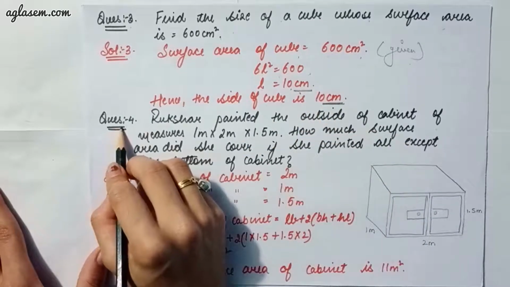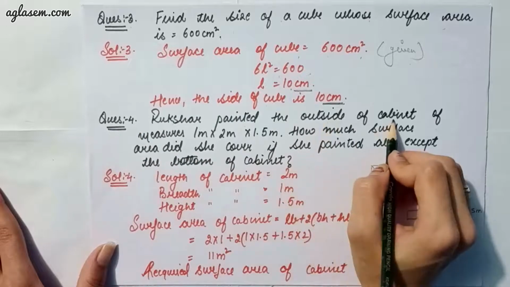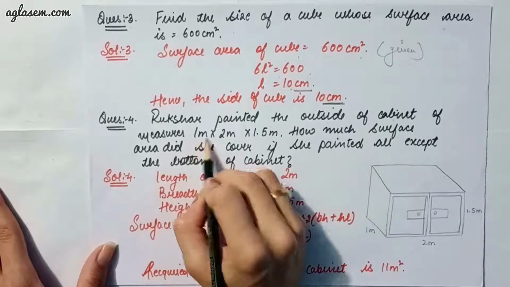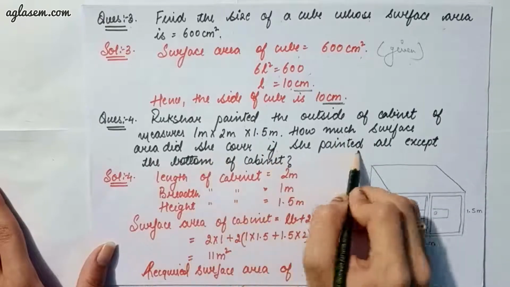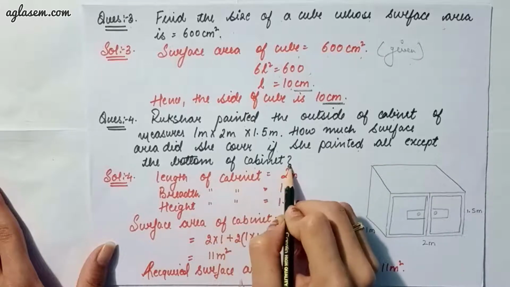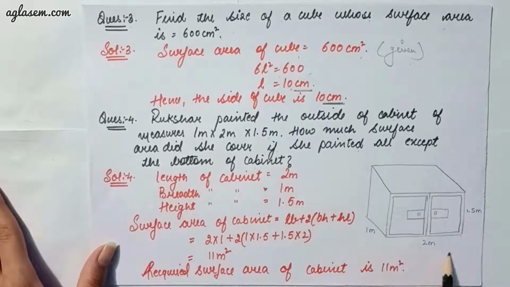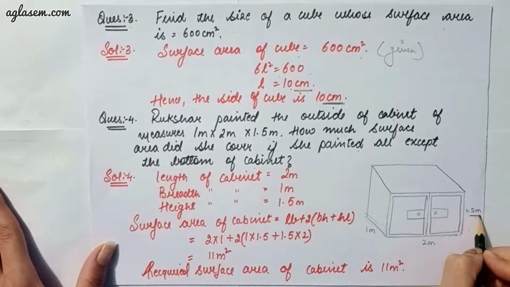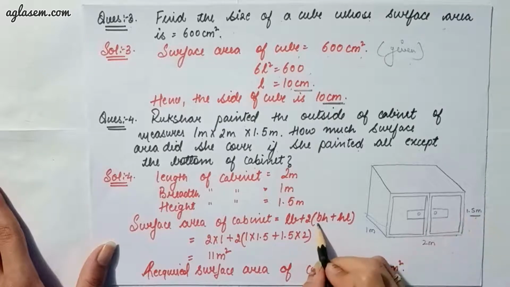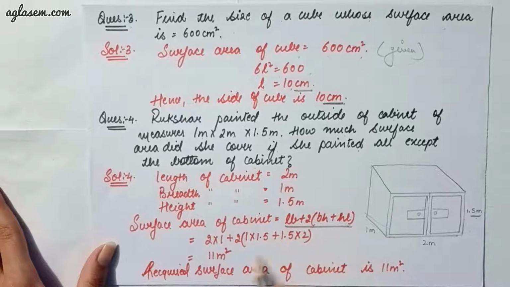Moving to our fourth question, which says Ruksha painted the outside of a cabinet measuring 1 meter, 2 meter into 1.5 meter. How much surface area did she cover if she painted all except the bottom of the cabinet? Here it is given 1 meter, 2 meter and 1.5 meter. First of all, we take length, that is 2 meter, breadth, that is 1 meter, and height, that is 1.5 meter. The formula is LB plus 2 BH plus 2 HL. Applying this formula, we get 11 meter square. So the required surface area of the cabinet is 11 meter square.